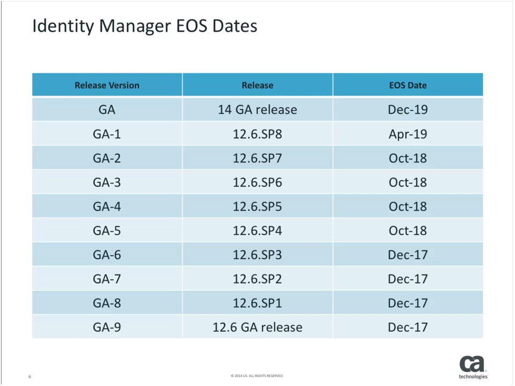As you can see, anyone who's using the GA version of 12.6 up until 12.6 Service Pack 3, the end of service is coming pretty soon. It's in December.